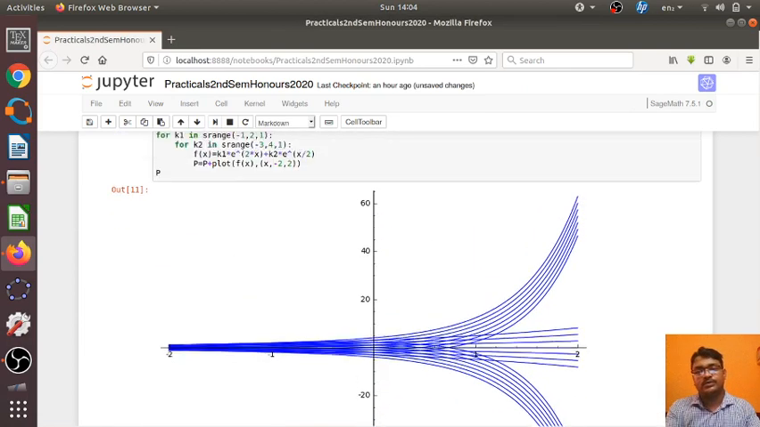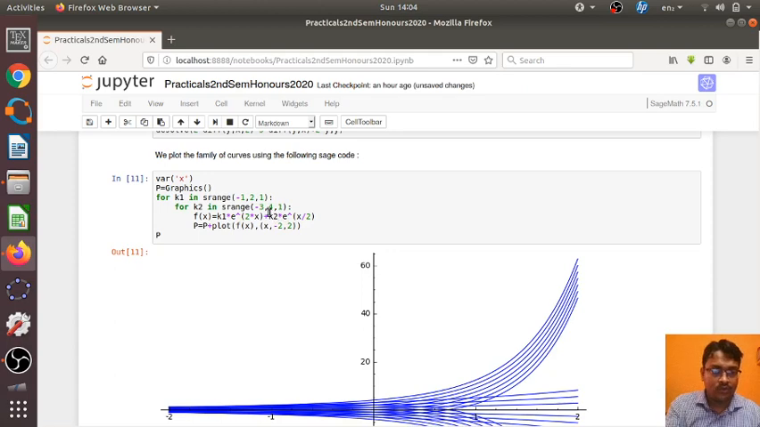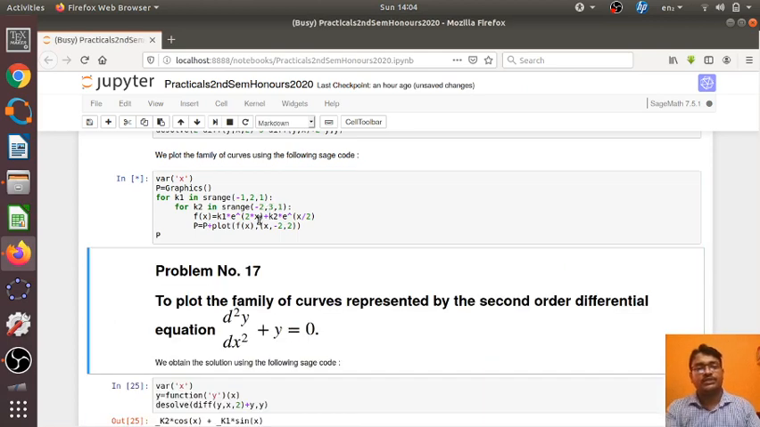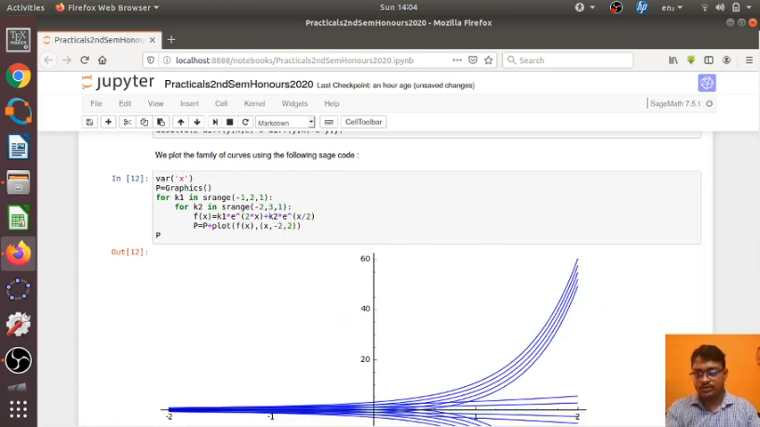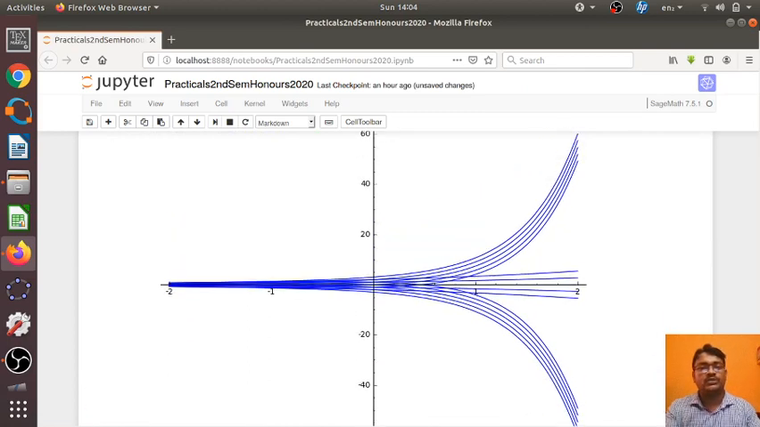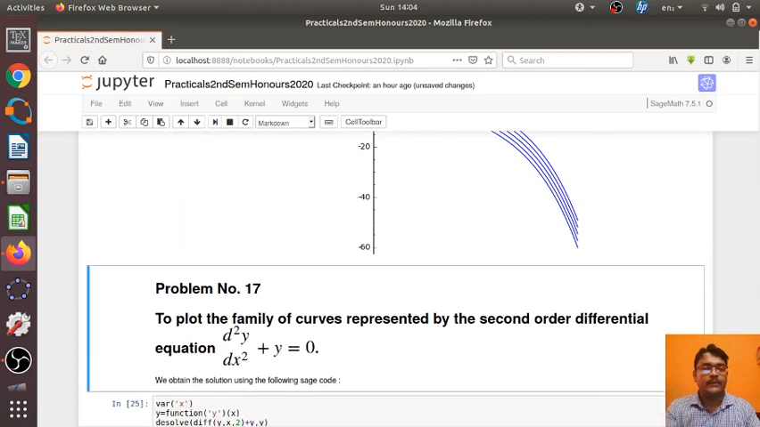So this also you can draw, or if you want, you can just reduce the number of values of k2 if it is too difficult to draw. So k2 ranges from say -2 to 2. In that case you will get fewer curves here. So this is the solution curve.